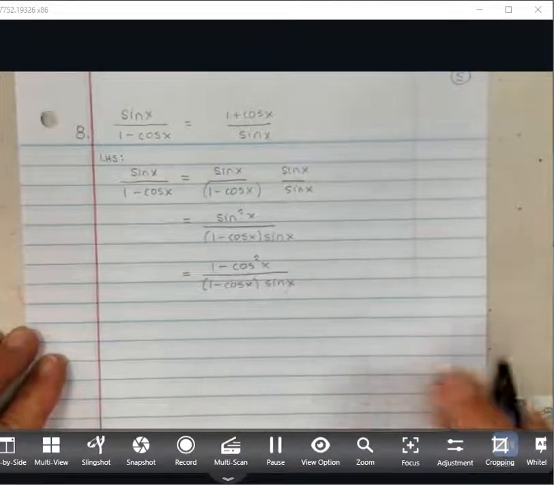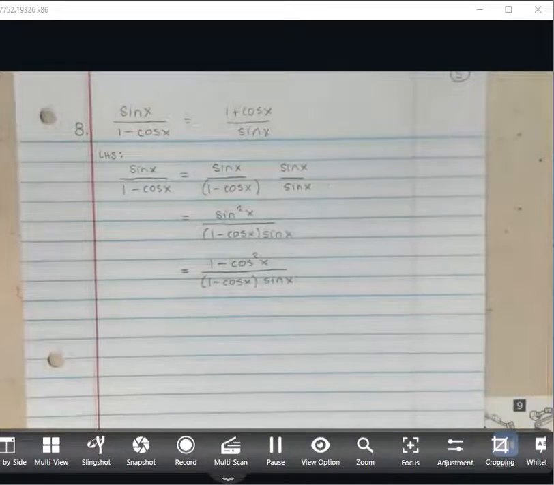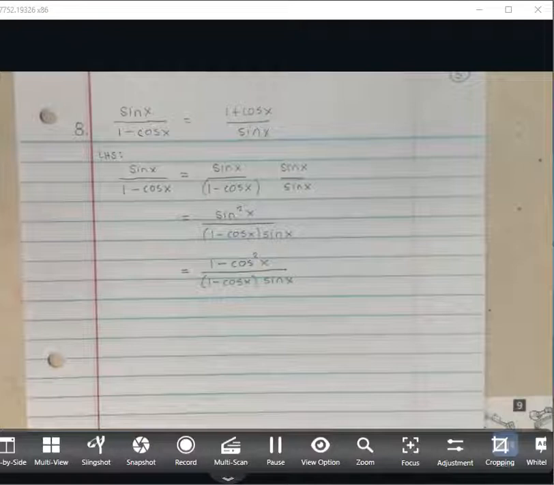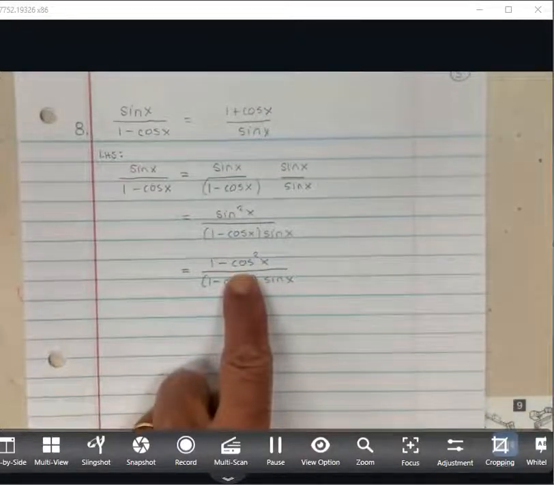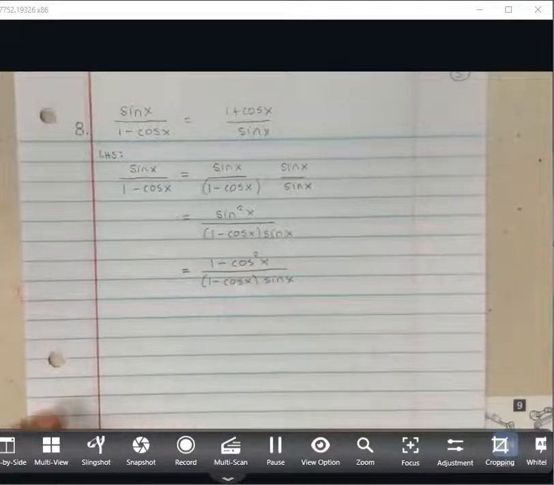Now, do you see anything you could do? We've got the difference of squares again. A squared minus b squared is on top. And it should factor into a minus b times a plus b. Factor this numerator as the difference of squares. 1 minus cosine times 1 plus cosine.